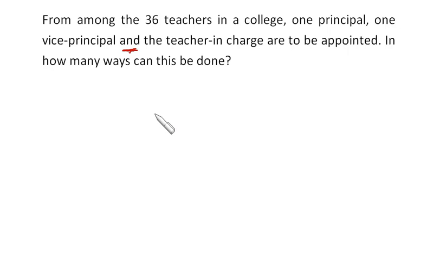For the first post, maybe principal, any post, we have 36 options. These are the 36 teachers. Now one has been selected, so the remaining people are 35. Out of these 35 people, we have to fill up the second position, so we have 35 choices. Then we have 34 people only because two people are already appointed, and we fill the third post, teacher in charge, with these 34 people. So we have 34 choices.